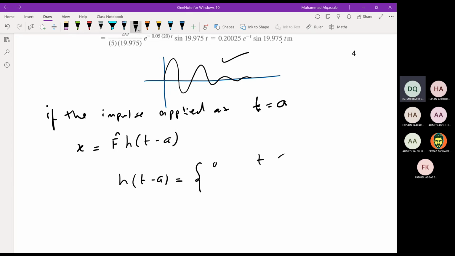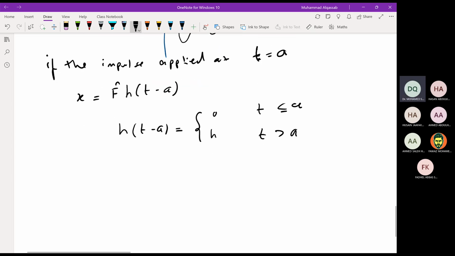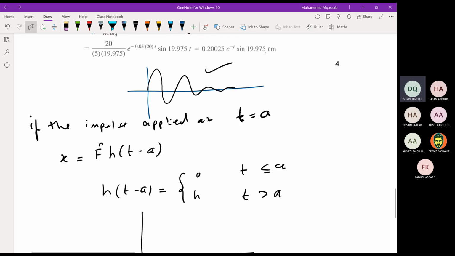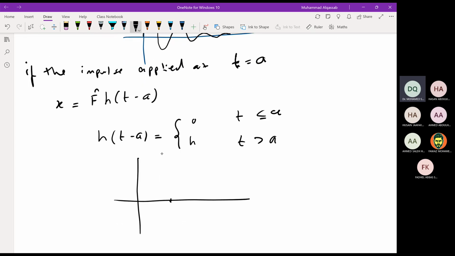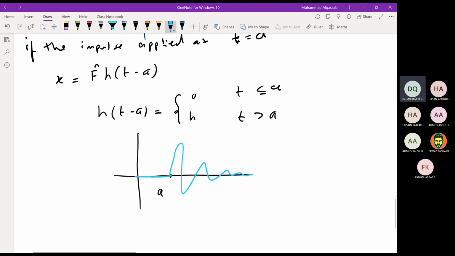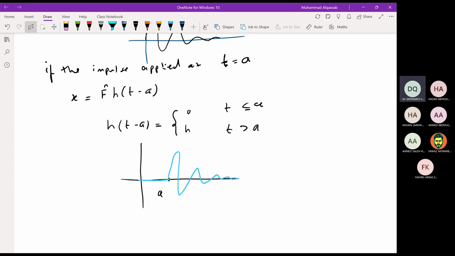Okay, so you can put this in the second condition. Equal to 0 for t less than or equal to a, and equal to h of t for t greater than a. And if a is not 0, you can get the same response as shown above, but it will be starting from t equal to a. It's going to be 0, and then it will start to oscillate, same as above. Okay, but its starting time is at a. Okay, this is the reason why we write x equal to f hat times h of t.